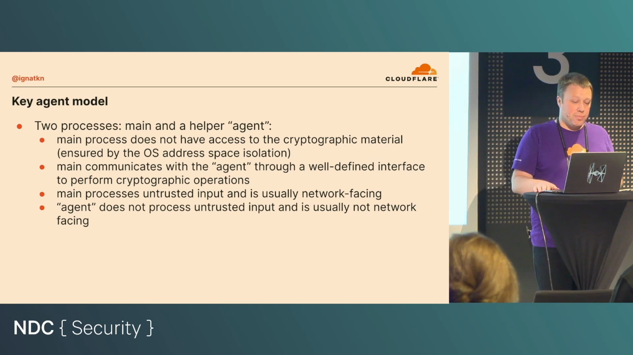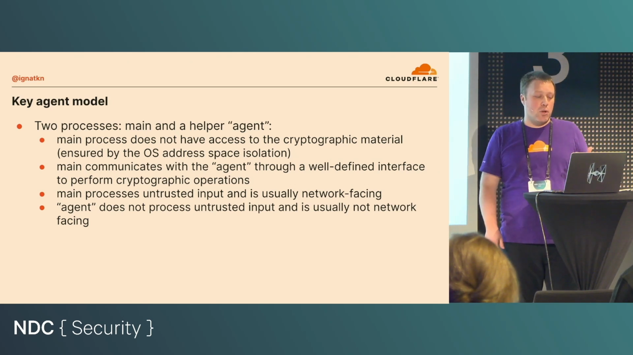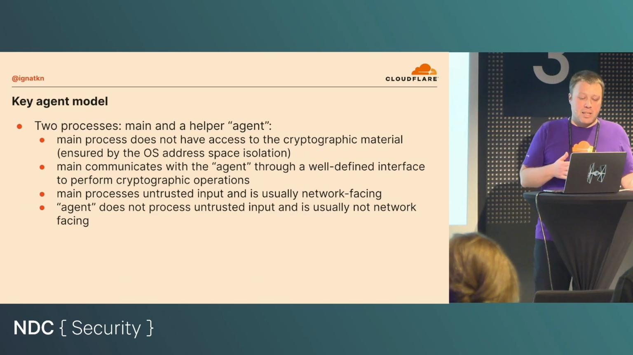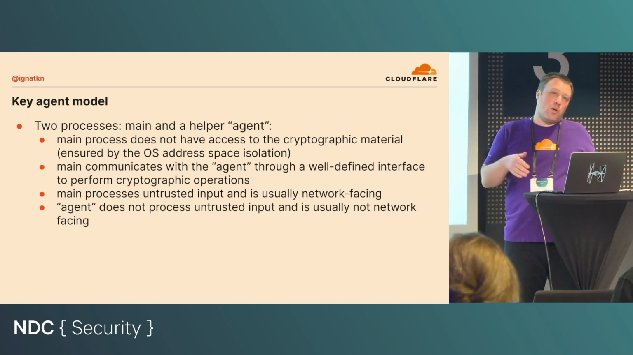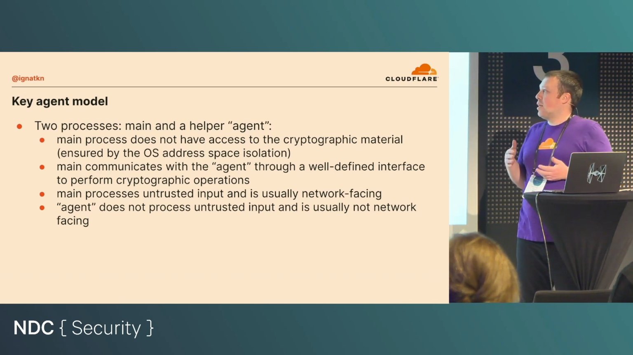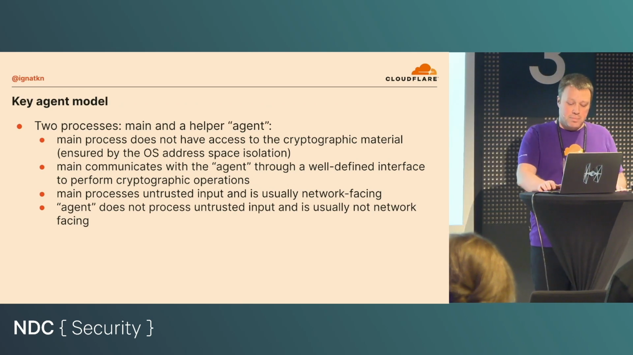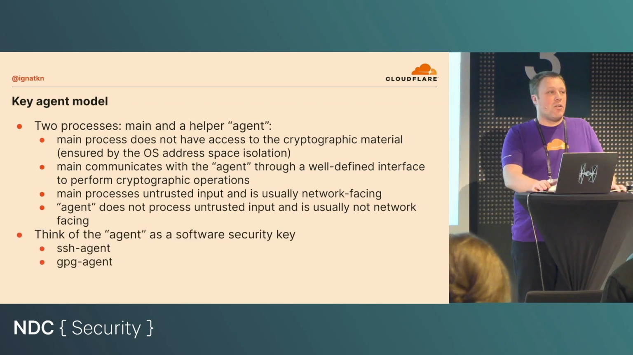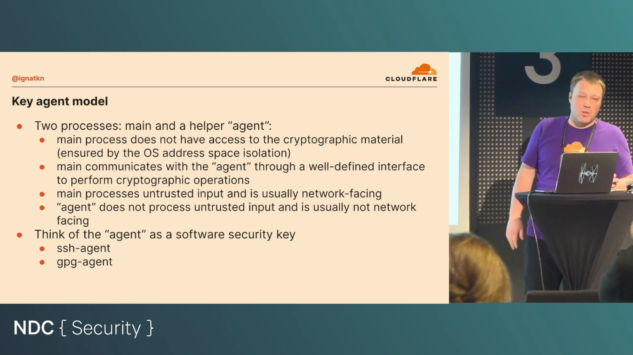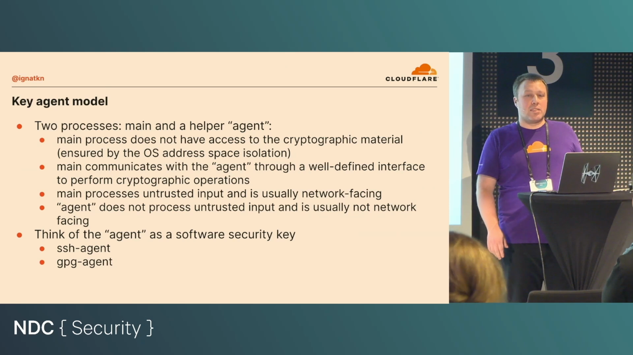operations on its behalf. And the way it works, the main process usually processes untrusted input and usually is network-facing. The agent, on the other hand, doesn't process untrusted input, only requests with this well-defined interface, and is usually not network-facing. So think of the agent as a software security key, like a YubiKey implemented in software, and we see a lot of examples out there.